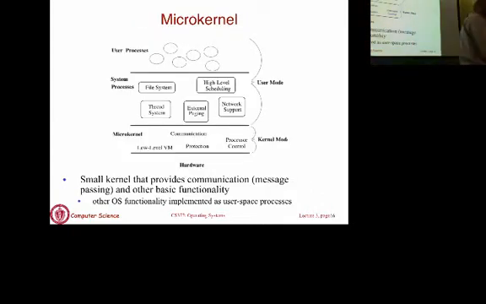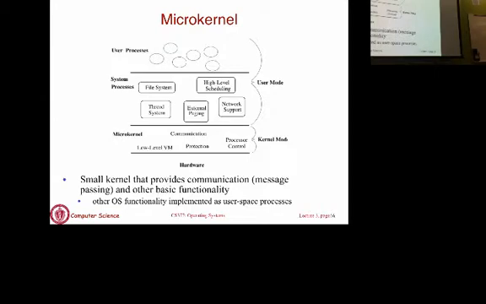Okay. Here is yet another organization. It's called the Microkernel organization. As the name suggests, what happens in a microkernel organization is that your kernel is essentially a very stripped down kernel. It's a very small, compact kernel that's going to implement only some very basic functions. The functions are protection and inter-process communication.